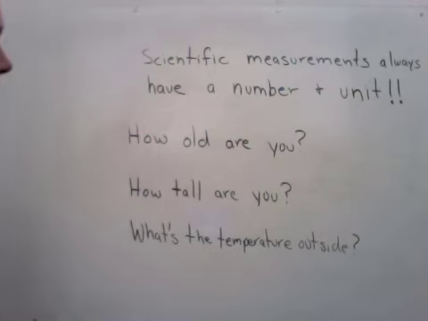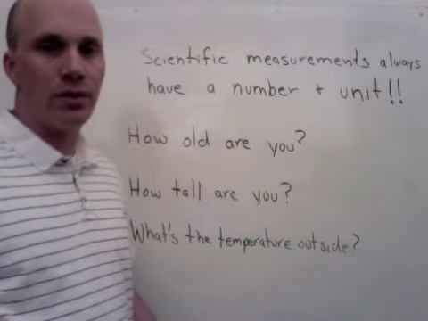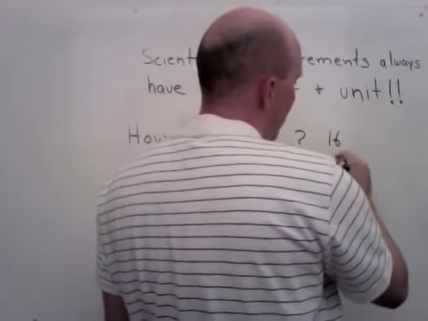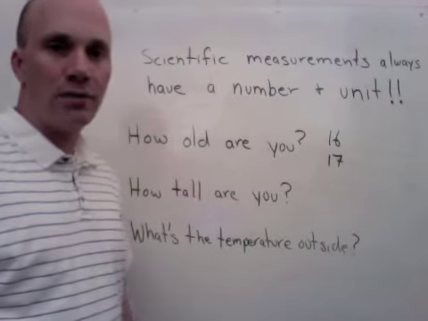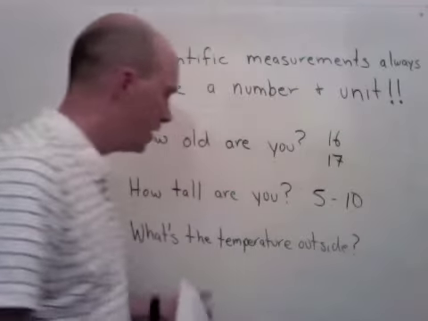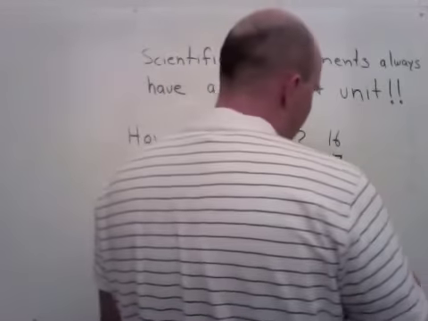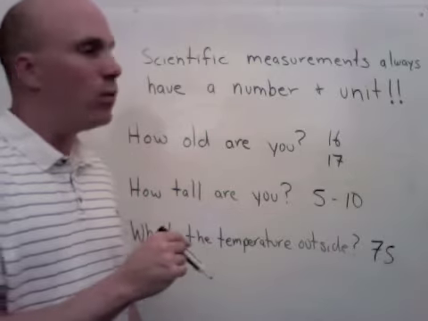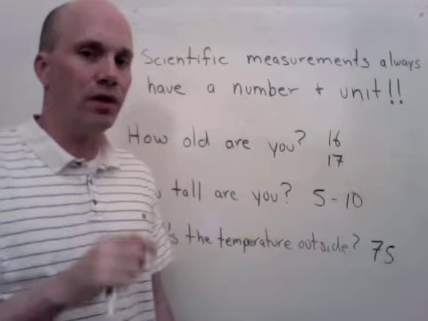First of all, how old are you? Depending on your age, I'm guessing that you would probably answer this with something like 16 or 17. How tall are you? If someone were to ask me that, I would say 5'10". And if someone asked me what the temperature was outside, I would say something like 75. These are 3 different examples of why sometimes people have a hard time with this concept right here that you have to have a number and a unit.